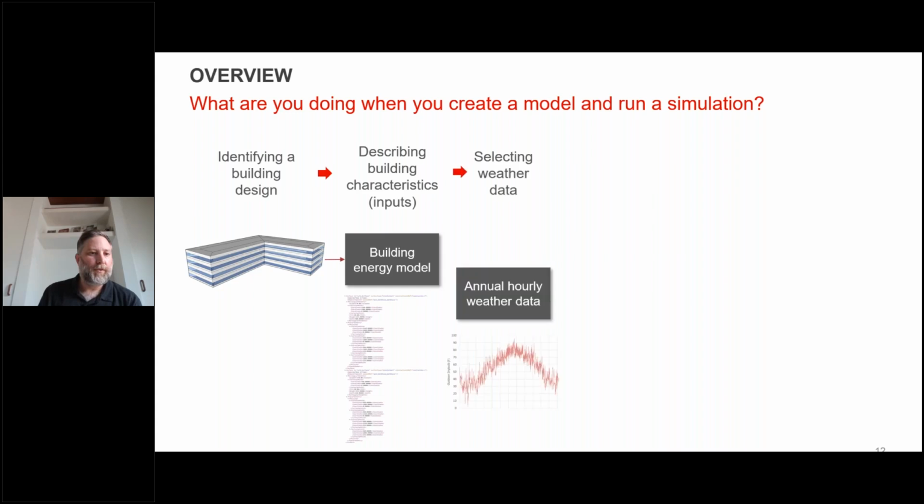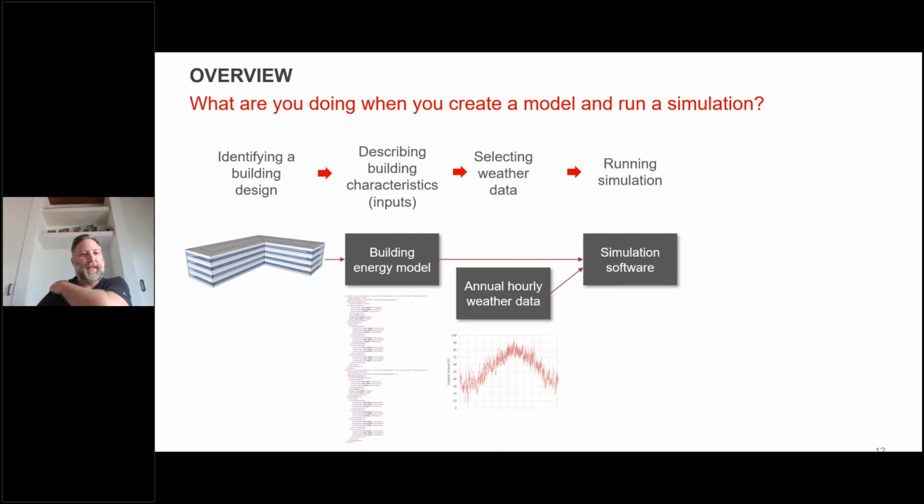So when you run a simulation, what are you doing? You're identifying a building design. So again, you might have a building, you might have a theoretical design, you might have an existing building, who knows? And we'll run through lots of options for those today. But you have a set of building characteristics, so inputs that define that building. And so walls, roof, lighting, HVAC, that defines the building energy model, again, a 3D representation of the model. You apply an annual hourly weather data set on top of that, and you run the simulation. So that is the highest level.